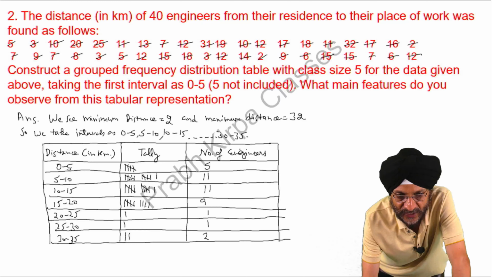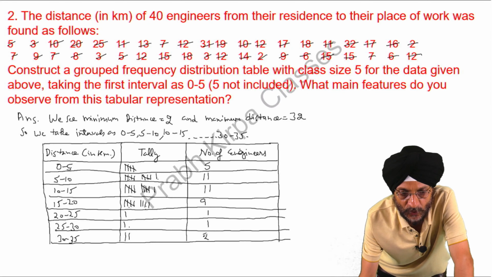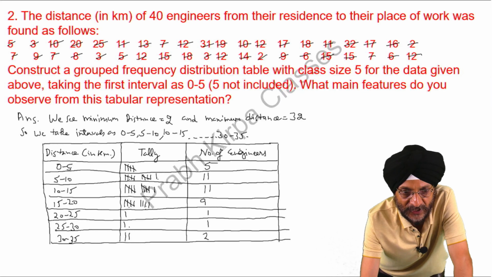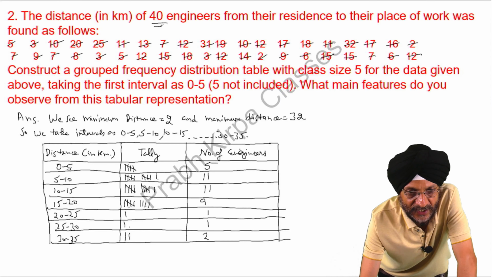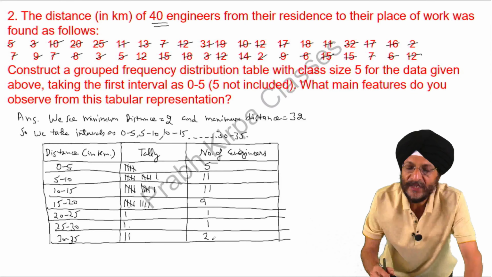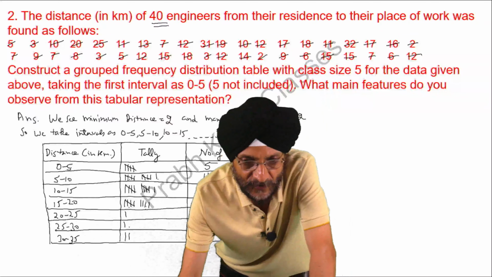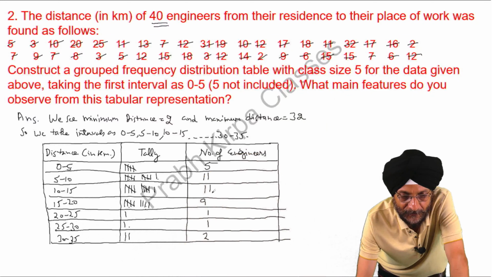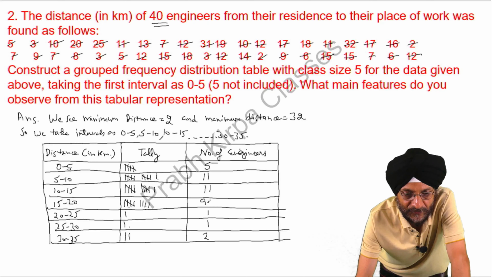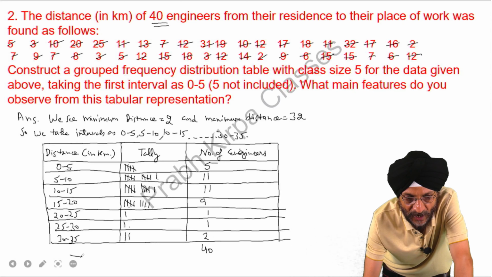Because we have to count the same: this was 5, this was 5 plus 5 plus 1, 5 plus 4, 1, 1, and 1 plus 1, 2. So here we count the same, because it is written that these are the 40 engineers. So we will count here also, so that we may see that we have actually counted all the engineers. 5 plus 11, 16, 27, 36, 37, 38, 38 plus 2, 40. So we have counted all the engineers.